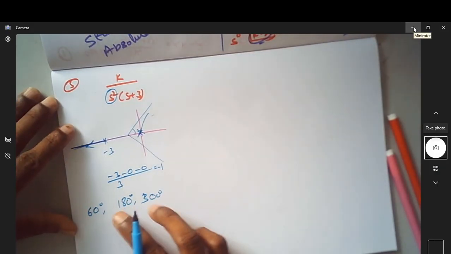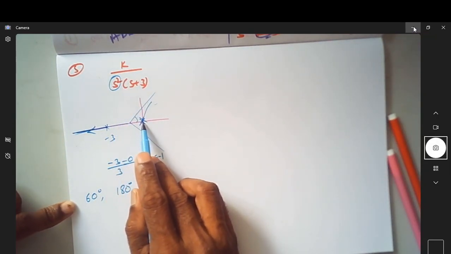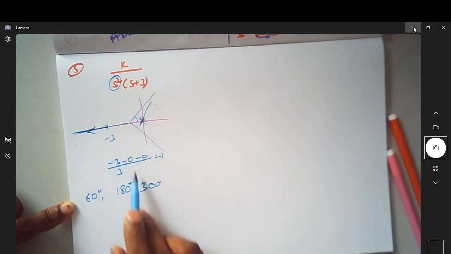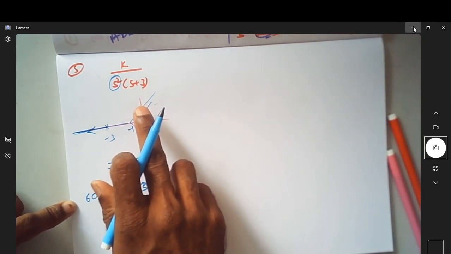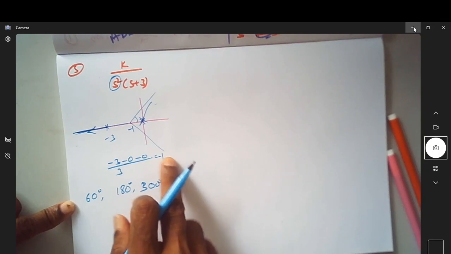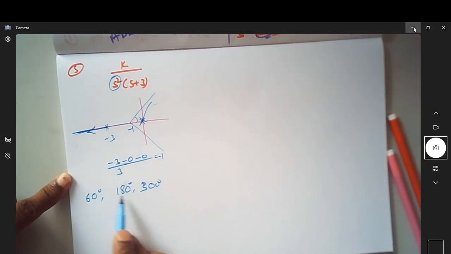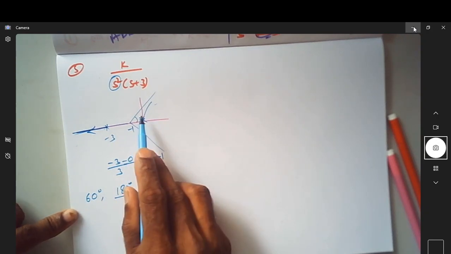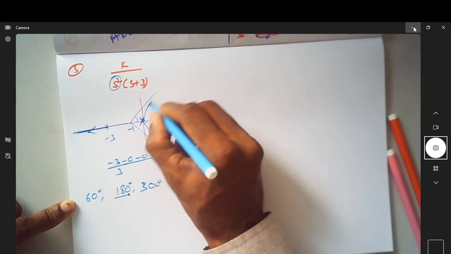Now, we know that since we have repeating poles here, it breaks there only, and we have the centroid at -1. This is -1 now. The angles of the asymptotes are 60, 180 and 300. Since we know that this has to go in this direction, that will be taken care by this 180 degree asymptote, and the two which are here will be taken care by this. So this is my prediction.